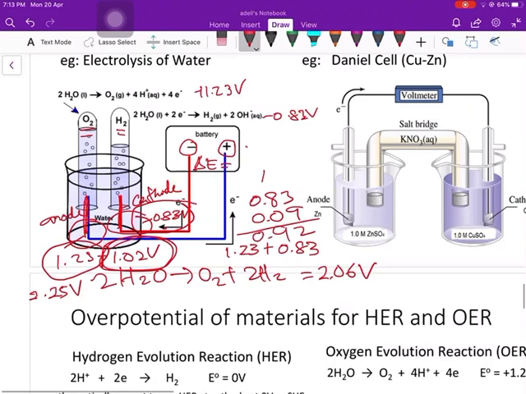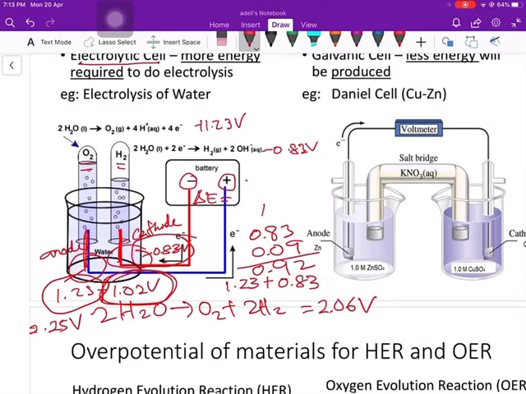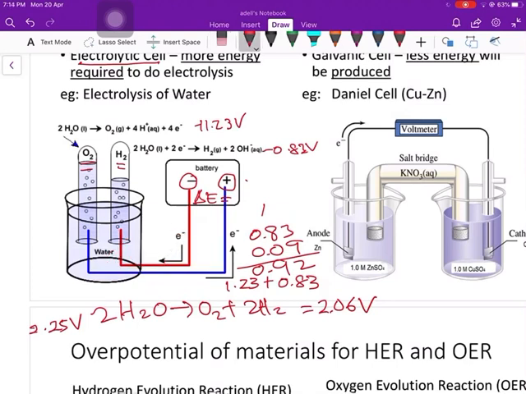So now more voltage is required at the anode. Now the value, erase first. The new requirement of voltage at the anode is 2.25, because you add another 1.03 if you use a gold electrode. At the cathode, the value now is 0.92.